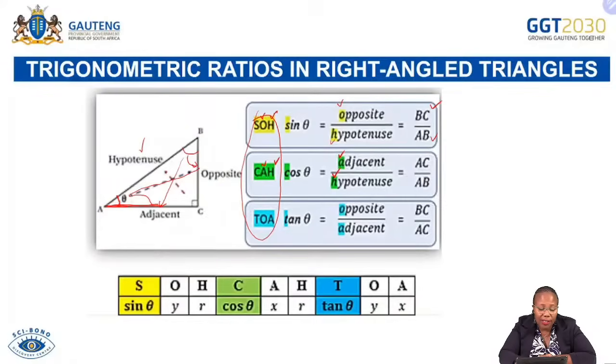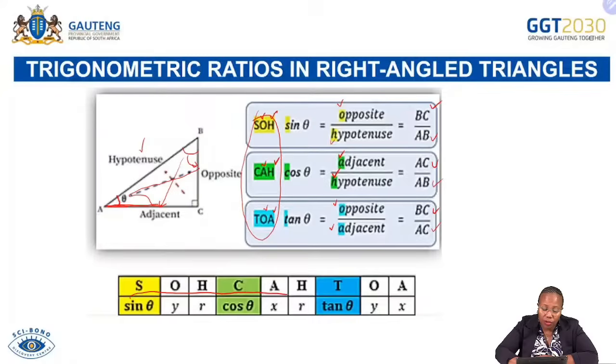What is the adjacent side? That is AC. And then the hypotenuse side is still AB. And then the tangent is opposite over adjacent. What is the opposite side in reference to theta? That is side BC, and then the adjacent is AC. So grade 12, that is how you identify your ratios in terms of the 90 degrees triangles, or using the Pythagoras. We're using the trig ratios in a right angle triangle.